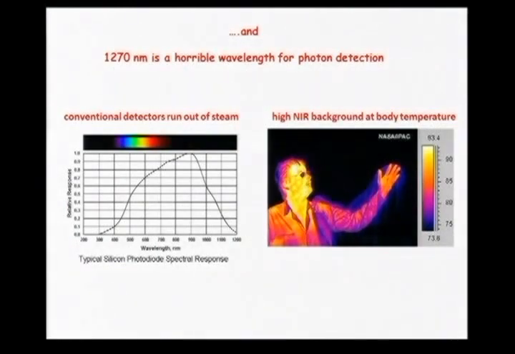And also, of course, we are hot, and we generate black body radiation. This is just a thermal image. This is actually used clinically sometimes. We are giving off near-infrared radiation all the time. And so you have a horrible biological background that you have to deal with.